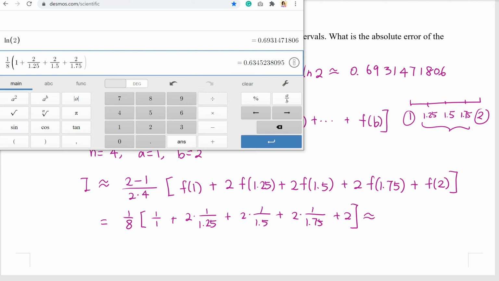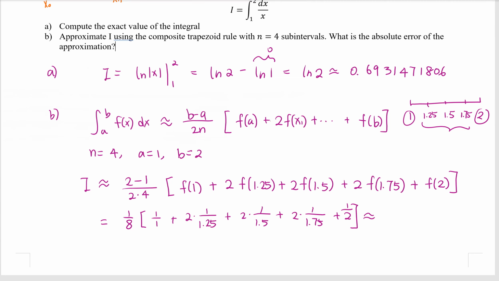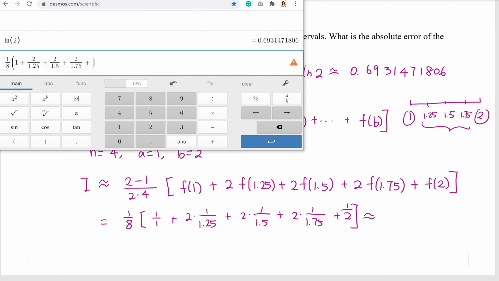Okay, at the end we have plus 1 over 2. See? I realized I have a mistake. It's 1 over x. When we plug in 2, that is 1 over 2. Okay, so gotta double check our answer. 1 divided by 2. And you know what? At the end, you should get some answer that is close to the true value. If it's really off, then we know there might be a mistake. Then we can go back and check our work.